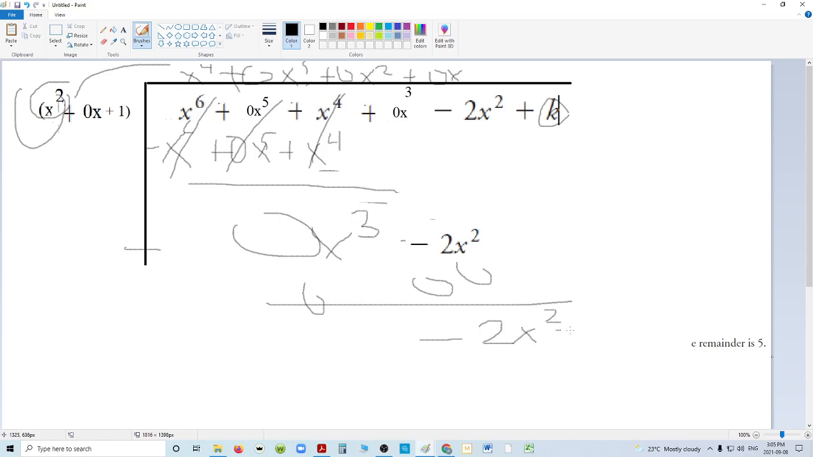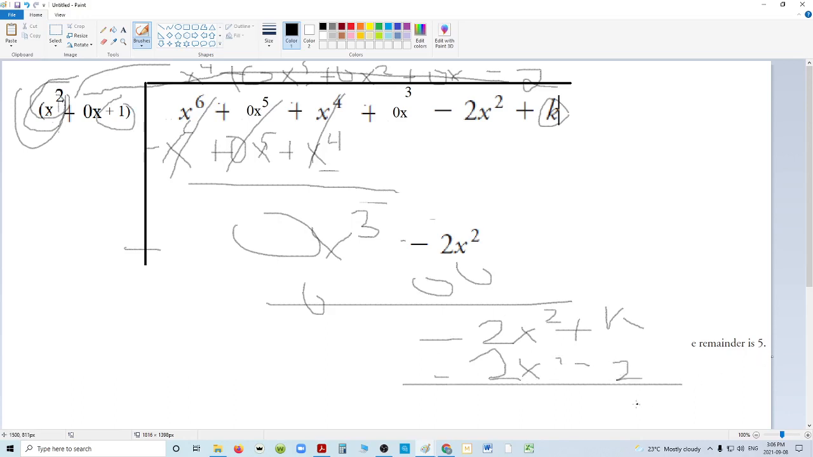There we go. Plus k. Here we go. Plus a number. Actually, did I do that right? I hope I did it right. I have to ask myself, what do I multiply x squared by to get minus 2x squared? It's minus 2. Okay. Minus 2 times x squared gives me minus 2x squared. Minus 2 times this 1 gives me minus 2.